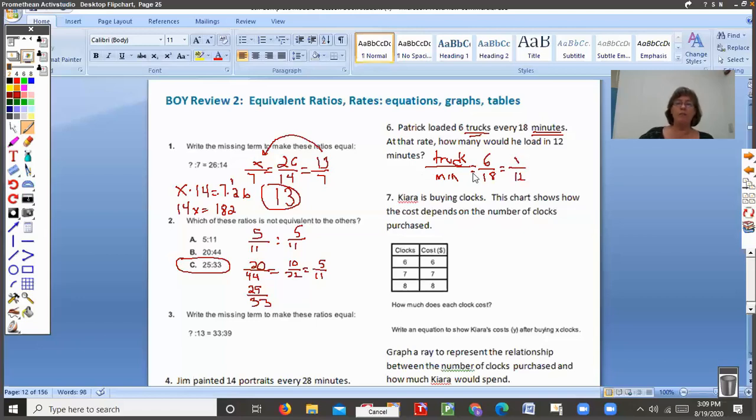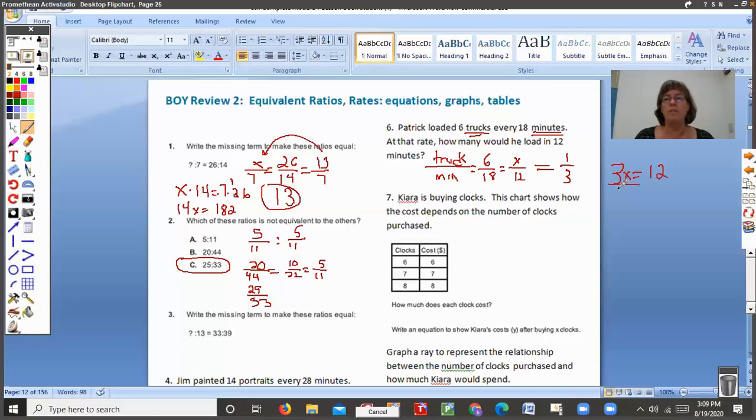And again, we can do that exact same thing with the cross products property. But before we do that, let's reduce this one. And I can see they can both be divided by 6. So 6 divided by 6 is 1. 18 divided by 6 is 3. And then this becomes a much easier problem because we end up with just 3x is equal to 12.